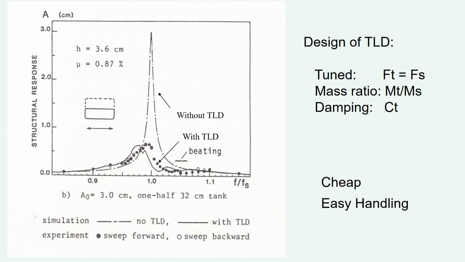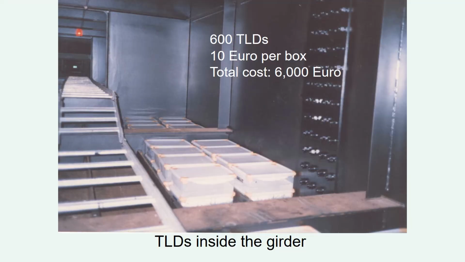The advantage of TLD is cheap and easy handling compared with TMD, tuned mass damper. We installed 600 TLDs. One TLD was about 10 euro, so the total cost is about 6,000 euro. It was a very cheap solution.